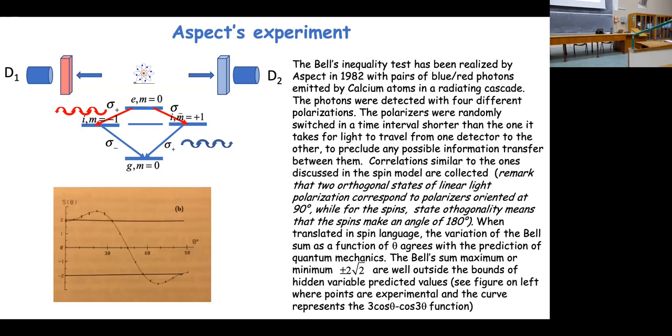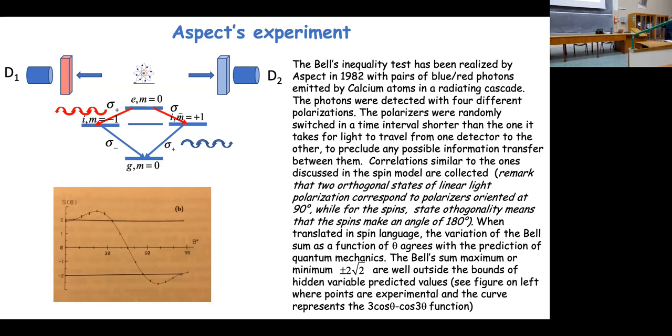There is a problem in that for spins, two orthogonal spins are opposite in space, and for photons, two orthogonal polarizations are at right angles. So the angles chosen by Aspect were twice smaller than the angle in the spin language, but the result is the same.